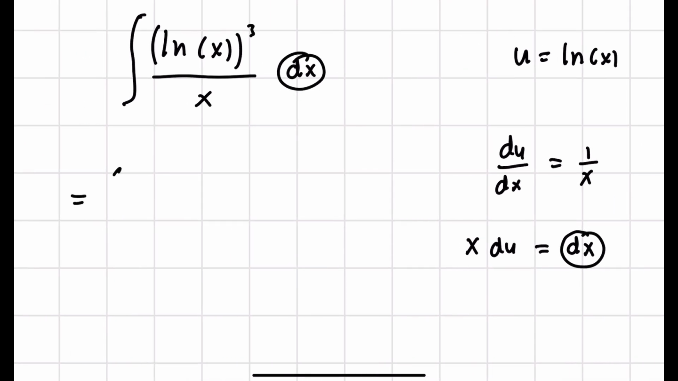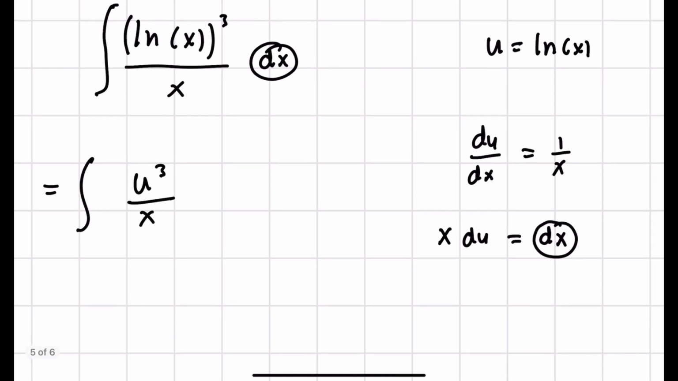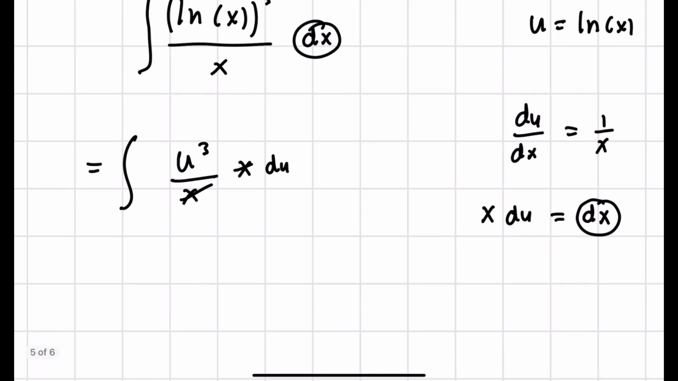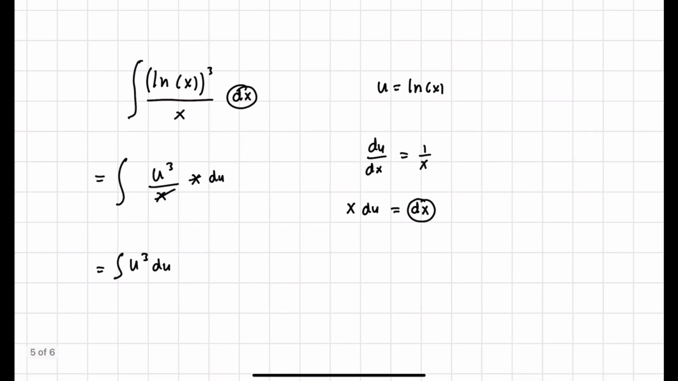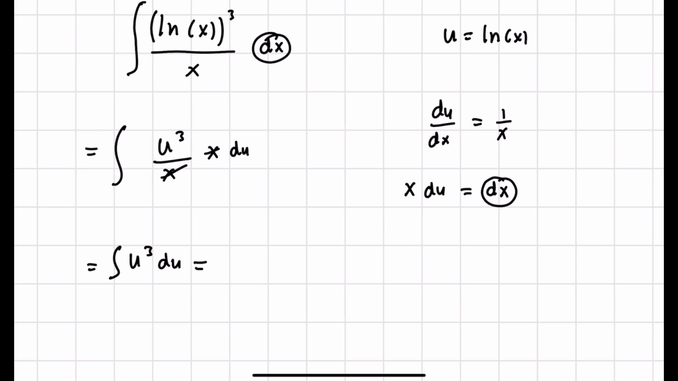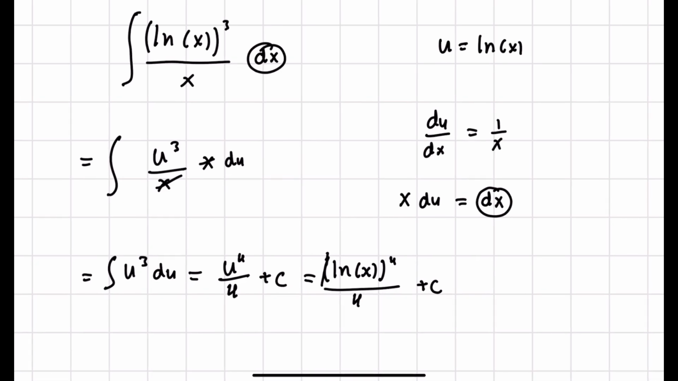And now we can replace the dx in the integral. So we have the integral of u to the power of 3 over x, and then we have x du, and we see the x's cancel out. And now we just have to integrate u to the power of 3. So this is essentially u to the power 4 over 4 plus c, which is equal to ln x to the power of 4 over 4 plus c. And here is our final answer.